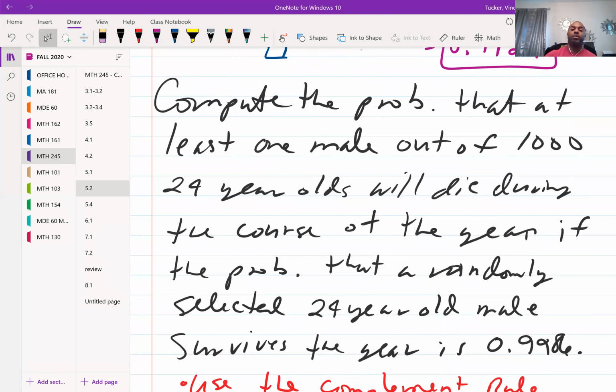All right, so the next one, compute the probability that at least one male out of 1,000 24-year-olds will die during the course of the year if the probability that a randomly selected 24-year-old male survives the year is 0.9986. So leaning on the same information that we had in the last example. Give you a chance to write it.